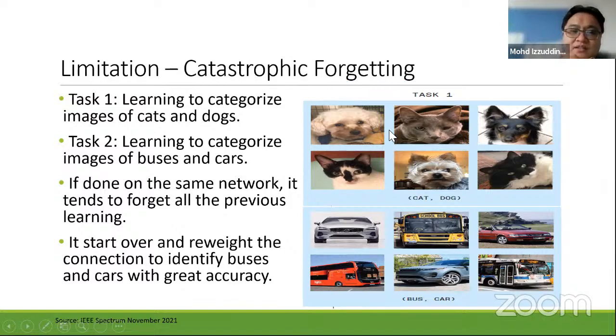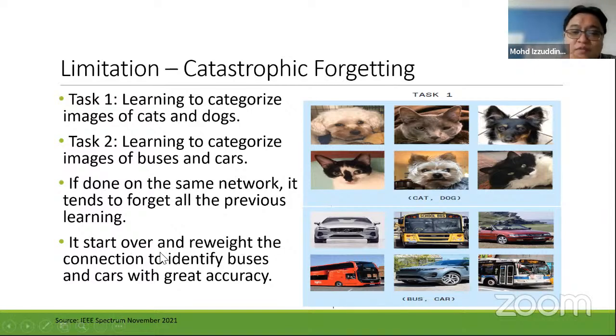What is this, right? Let's have an example so that we can understand this particular phenomenon. Let's say we have a neural network, deep learning, and we wanted to classify. Our first task is to classify whether it's a cat or a dog. Basically, a very simple classification. And then if we use the same network to classify whether it's a bus or a car, then it will forget whatever you have learned before. That's the problem with this neural network.